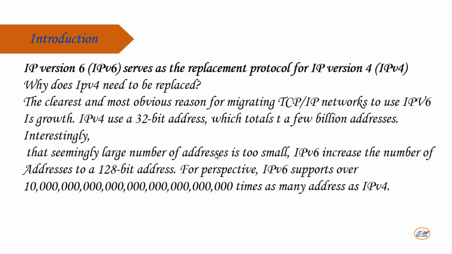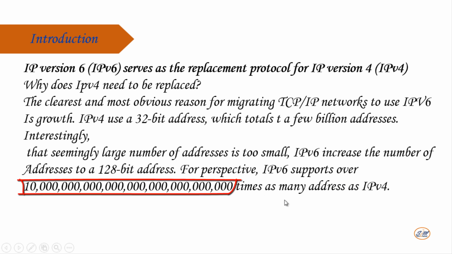We had only a 32-bit address space with IP version 4, but we have a 128-bit address space with IP version 6. So now IP version 6 is coming to the rescue to answer the challenges we already faced with IP version 4 due to the lack of address space. IP version 6 supports many times as many addresses as IPv4.